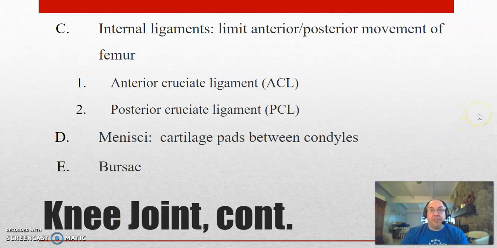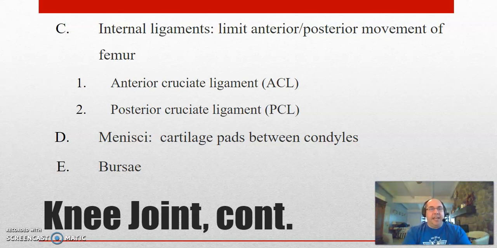Inside of the knee, we have what are called the internal ligaments. And these help us to limit how much the femur can move. And so we have what are called the ACL and the PCL, the anterior cruciate ligament and the posterior cruciate ligament. And their names come from the fact that they cross. So the ACL is in the front, the PCL is in the back, they crisscross over each other.